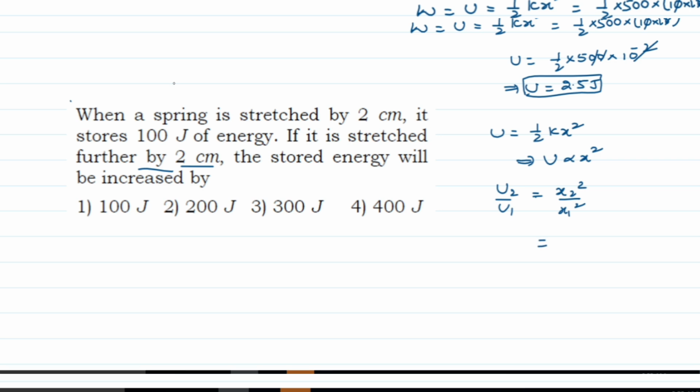Here you just look, students, initially you are stretching by 2 centimeters, so you can take 2 square. You are increasing further 2 centimeters, so you can write it as initially 2 will be there, further you are increasing 2, so 2 plus 2 whole square. Now it becomes 16 by 4, which will be 4. This is U2 by U1. U2 by U1 is nothing but equal to 4, and 100 joules is already given. Then the final energy stored in the spring will be 4 into 100, which is 400 joules. This will be the correct answer.